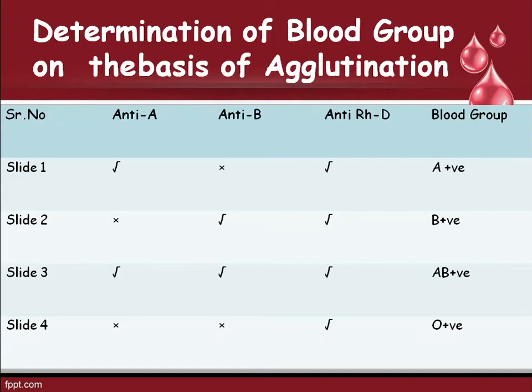Third one is the presence of anti-A, anti-B and anti-D. It indicates AB positive. Slide 4. In that, absence of anti-A, anti-B and presence of anti-D indicates O positive. This anti-D or the RHD indicates the positive or the negative.